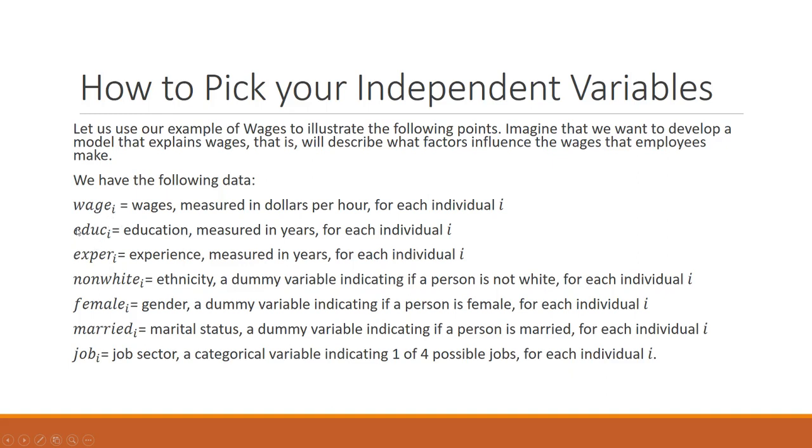All right. I've got education measured in years. I've got experience measured in years. I have ethnicity captured by this variable non-white. It's a dummy variable. It equals 1 if the person is not white or not Caucasian. Okay. I've got female as a measurement for gender. It equals 1 if the person is female. And I have married. Married is a dummy variable. It equals 1 if the individual is married. All right. And then finally, I have job. Job is a categorical variable. It has values 1 through 4, where 1 through 4 each indicate some different job category.